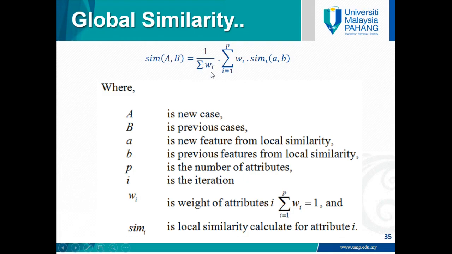So here is the weight of the attribute I, then multiplying by the weighted sum of the local similarity, which can be expressed as the summation of the weights of the attribute I multiplying by the similarity of I attributes, which can be expressed as a local similarity that is calculated for attribute I. A local similarity for attribute I is calculated by calculating the similarity between the attribute value of I of the new case, and B here is the attribute value for the I in the old case.